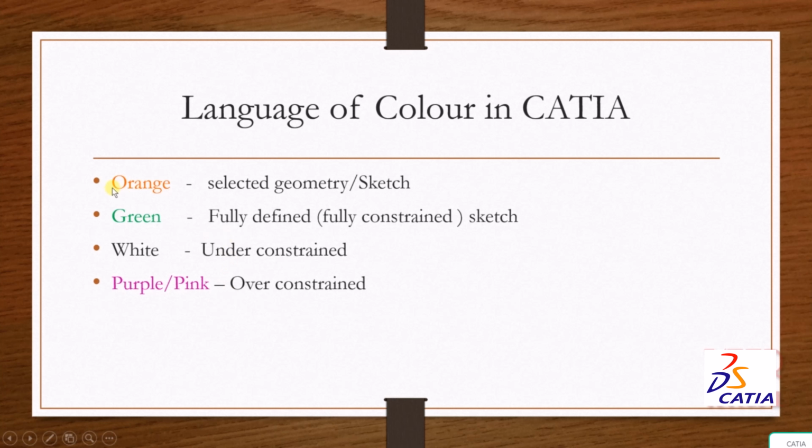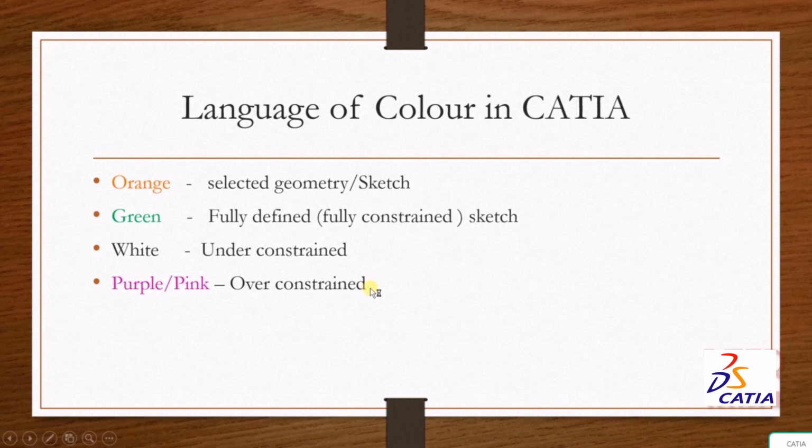First of all, we have orange color. So orange means select entity or selected geometry or sketch. Whenever we select anything in Catia, it is highlighted in the orange color. So for example, we can select sketches like line, circle, rectangle, etc. So when we select them, their color will be turned to orange color.